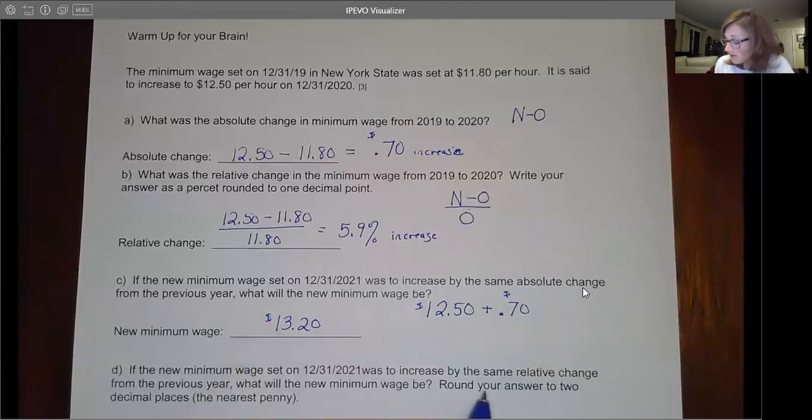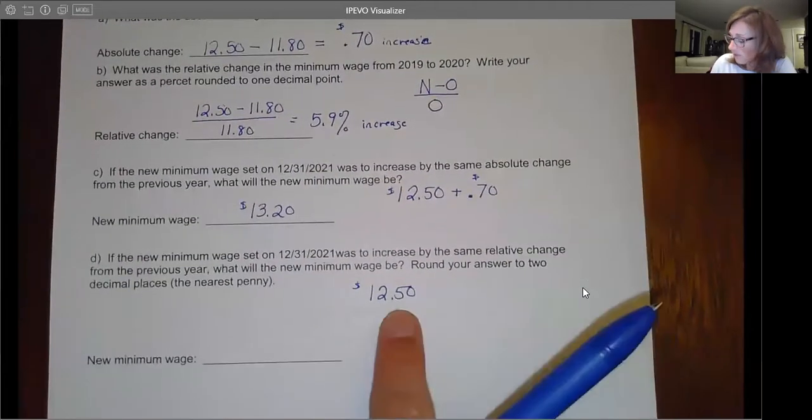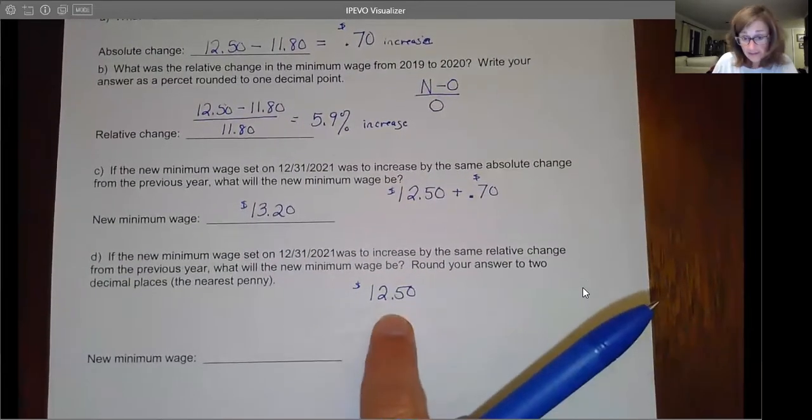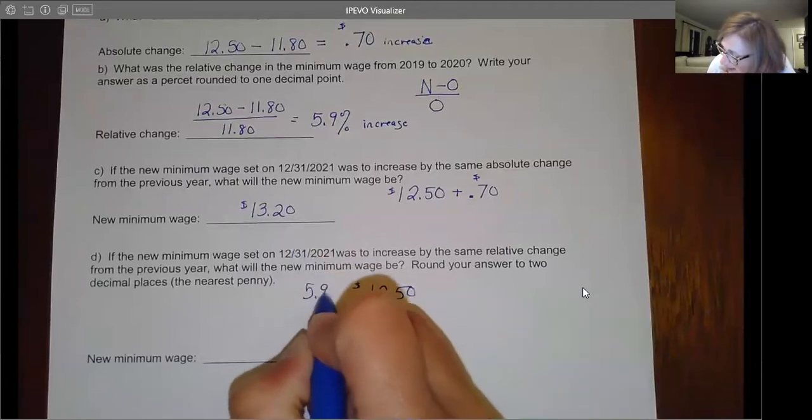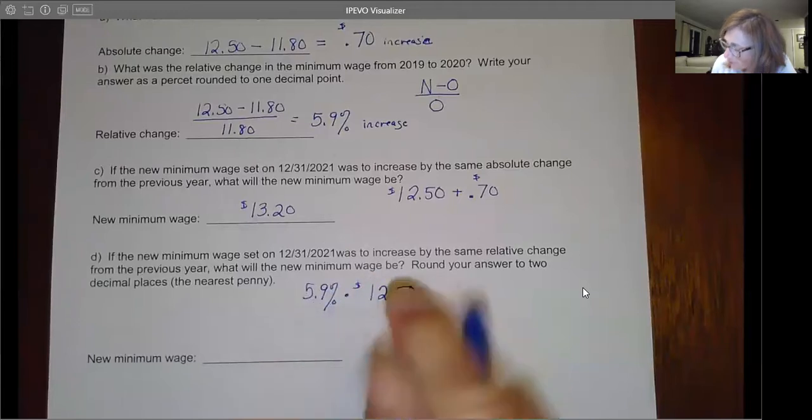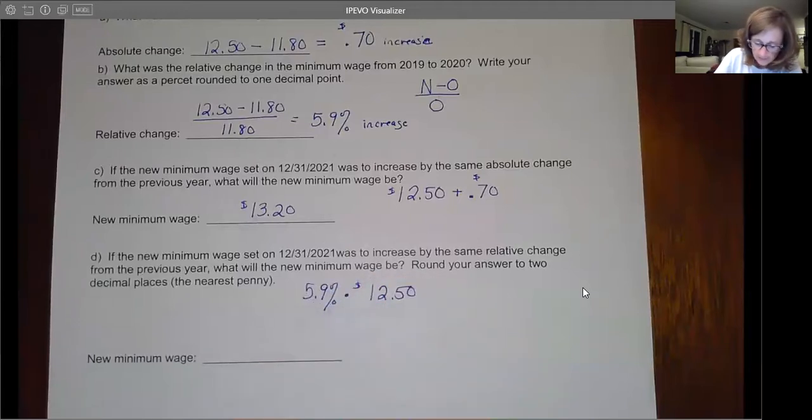But it could also increase by the same relative change from the previous year. Okay? So let's think about how to do this one. This is the newest minimum wage, and if it increases by 5.9%, well, you're going to take 5.9% of this to see how much it's going to increase by. So 5.9% of 12.50. What is 5.9% times 12.50?